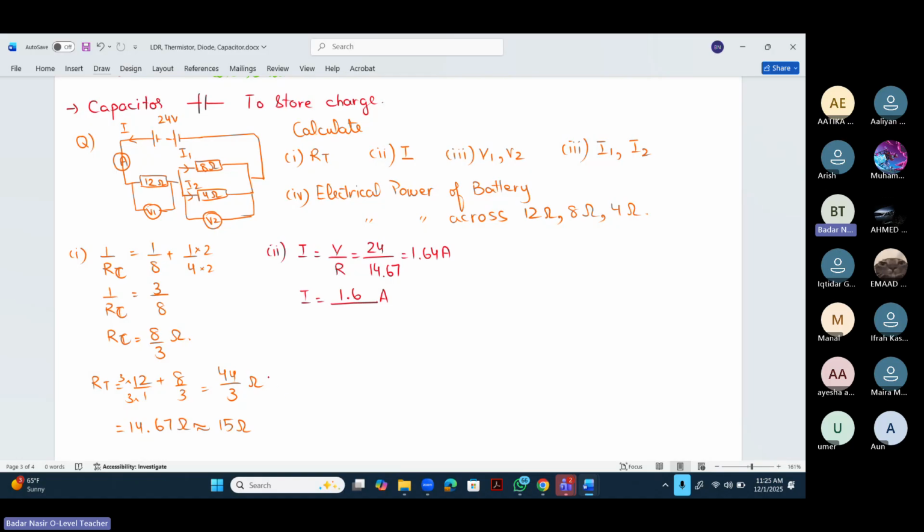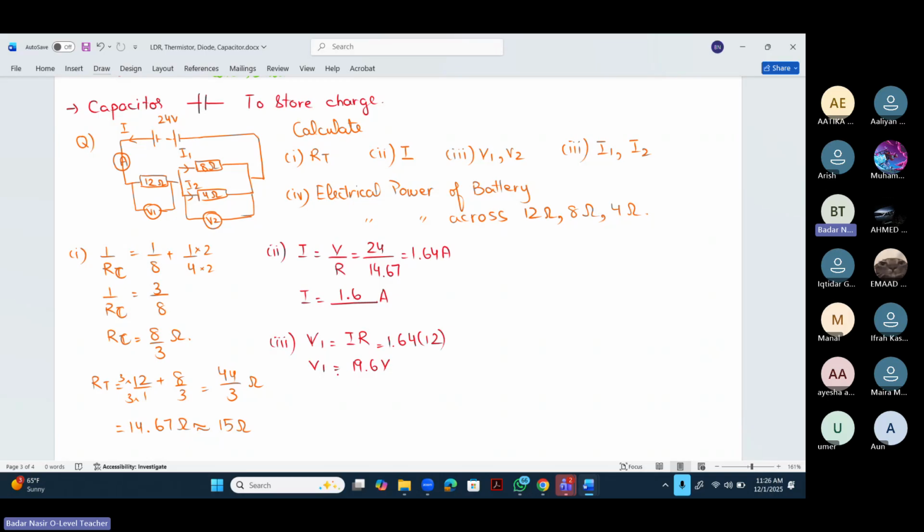In the next part he is asking us to find the voltages V1 and V2. For V1, the voltage formula is V equals IR. Current is 1.64 and V1 is across the 12 ohm, so times 12. So 1.64 times 12, we get 19.6 volts. Because V1 is connected across the 12 ohm, for the voltage across any resistor we use the current through it and its own resistance to calculate its voltage.